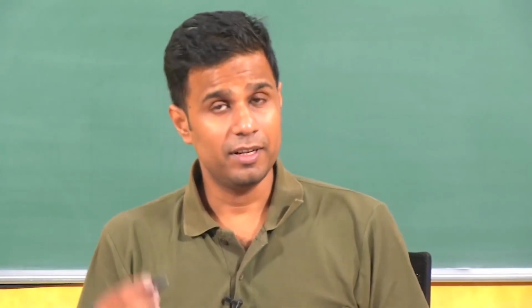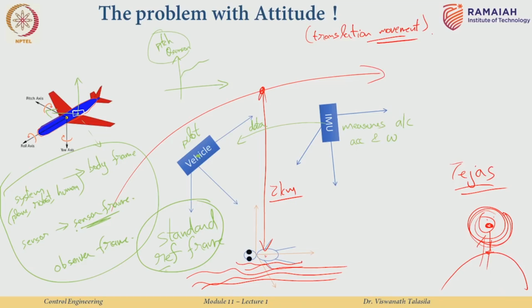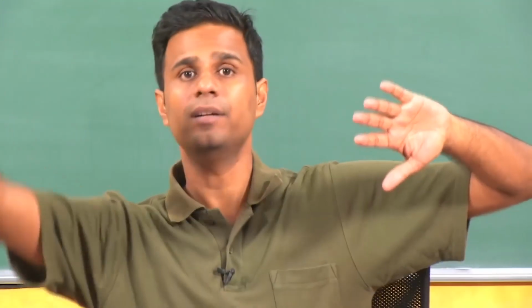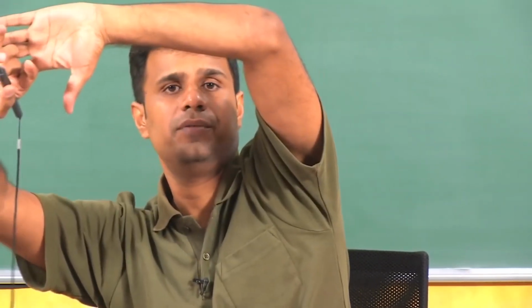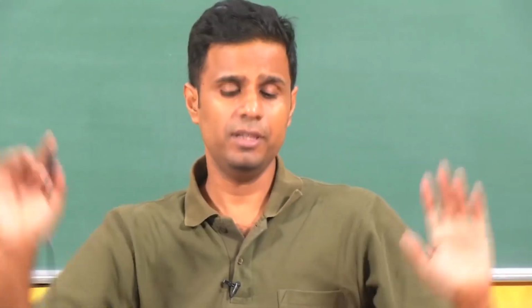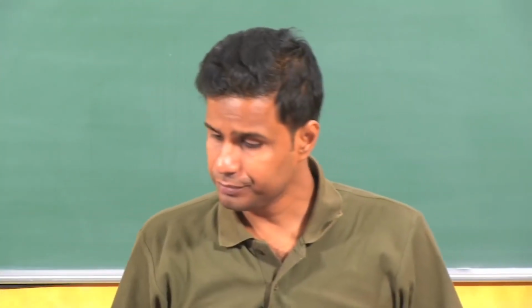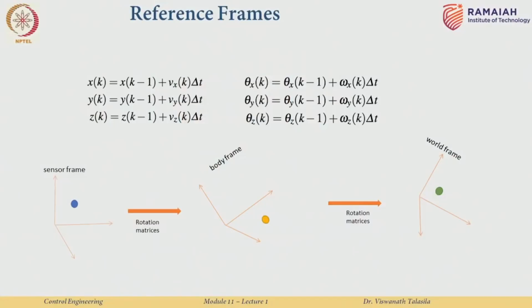However, measurements are done in the sensor frame. The body is moving in its own frame. The observer has his own frame. So, what we will need to do is whatever measurements are done in the sensor frame, we need to transform it into the standard reference frame. Whatever the body is experiencing, transform that into the standard reference frame. Then you know exactly what is happening to the motion of the object. All right. So, this is the problem which I have been talking about for the last 2-3 minutes.